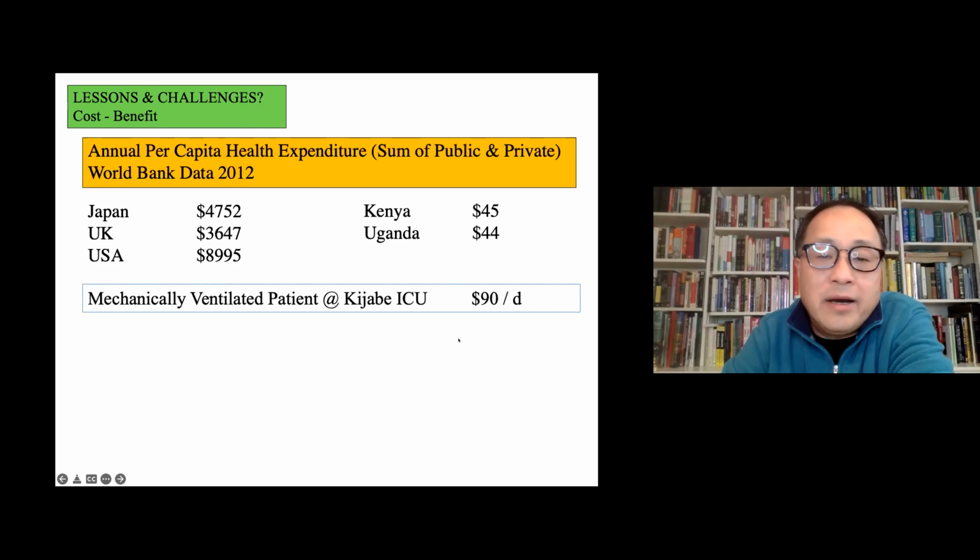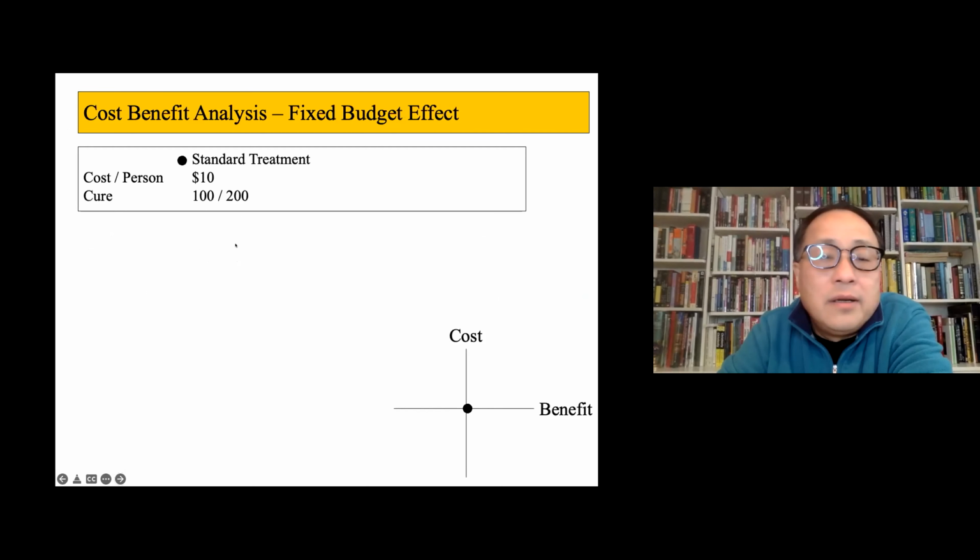And then the average person around the Kajabi community might earn only about $5 or $6 per day. So each day in the ICU is a huge burden for the family, and so you have to be really realistic about certain interventions and make sure that it is really justifiable.